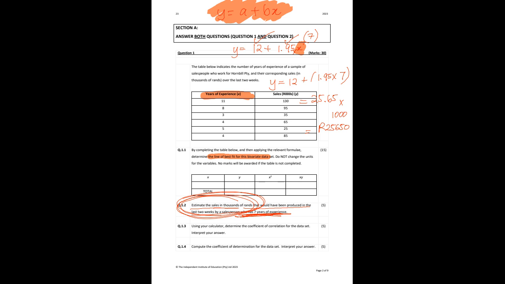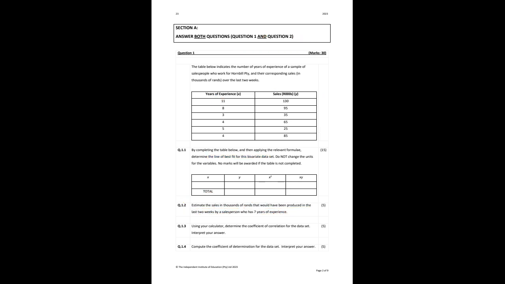And then question 1.3 then asked you to use your calculator and calculate the coefficient of correlation for the data set. So using your calculator for the coefficient of correlation, you're going to change the mode on your calculator. It's on the top right-hand corner, next to the on button, it says mode. So you'll change your mode to stats mode. It will say stats. Then you'll choose the option that says A plus BX. I think it should be option 2 on most calculators.